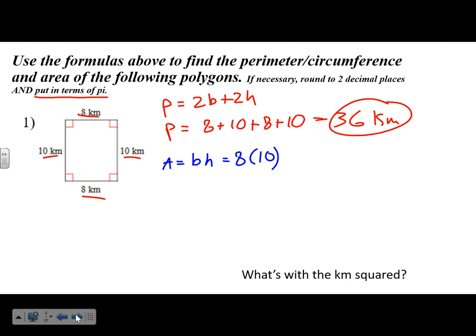And you might say, well, what if it was the other way around? It doesn't matter if the 10 is the base and the 8 is the height. It doesn't make any difference. So that's 80. And then technically, that's kilometers squared.